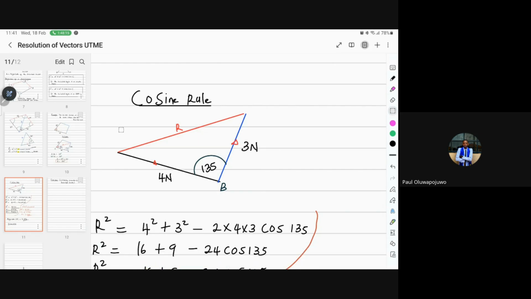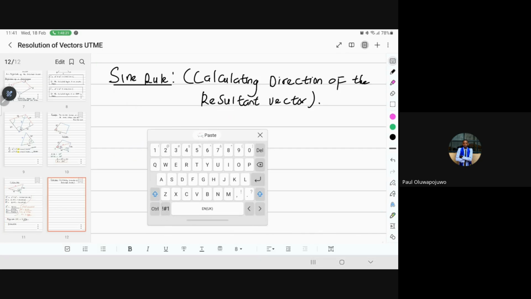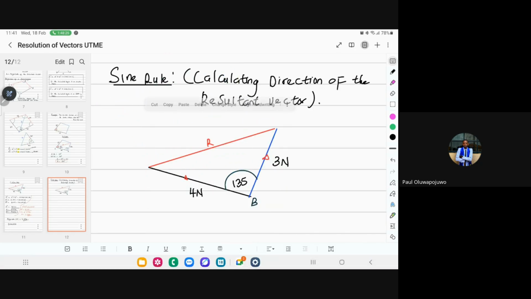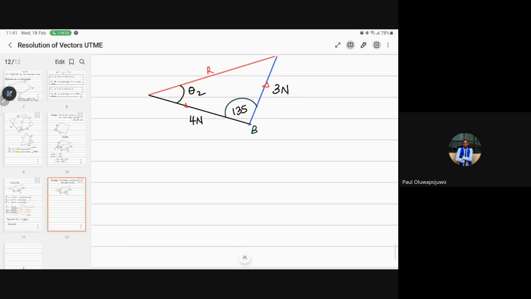All right. So now we are looking for the angle of the resultant vector. Let's have this. There's an angle here. This angle is what you are looking for. Let's call it theta 2. Now this is when you apply your sine rule. Now what does the sine rule say?